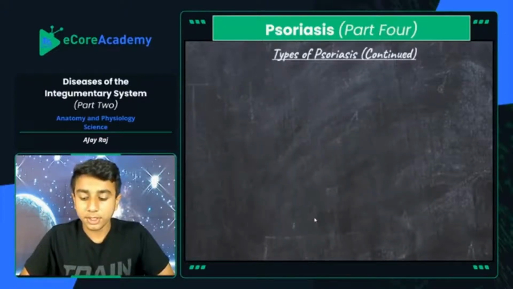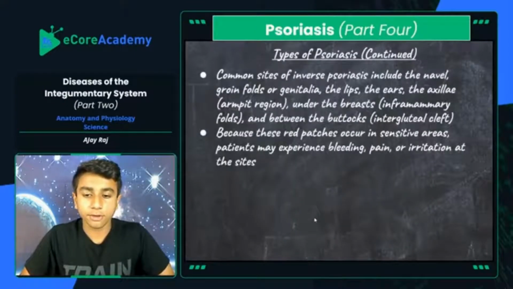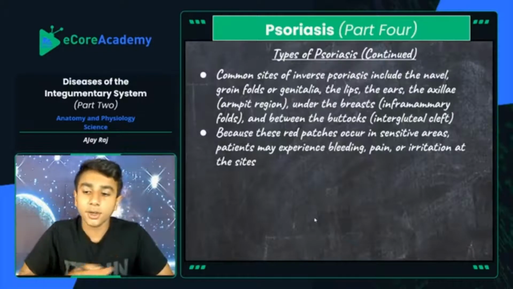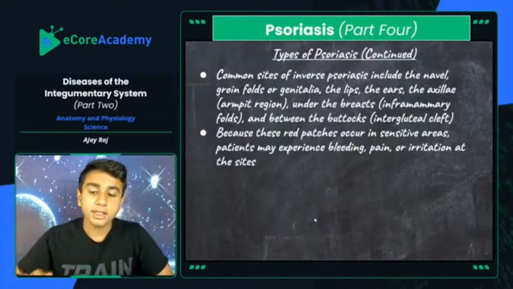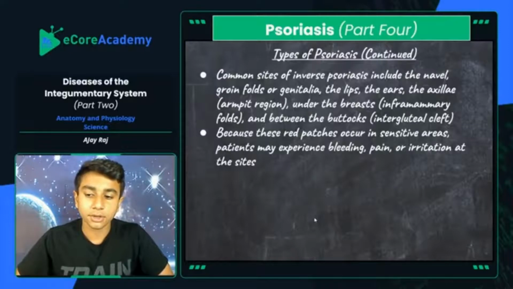Psoriasis part 4, we're going to be just building off of what inverse psoriasis is. So this is still on inverse psoriasis. And common sites of inverse psoriasis, like I said, include the navel, groin folds where the genitalia are, the lips, so underneath the lips where that skin fold is, the ears, where the ear is covered off behind it, the chafe there, the axillae, which is the armpit region, and under the breast as well.